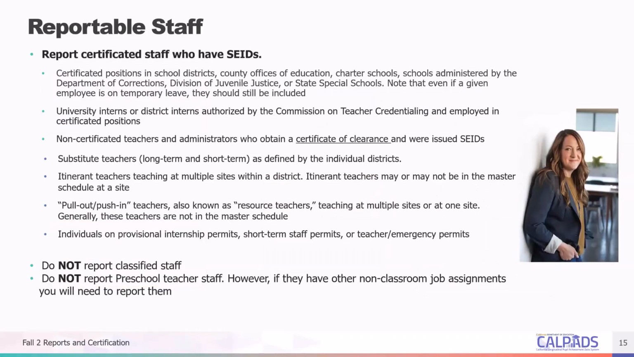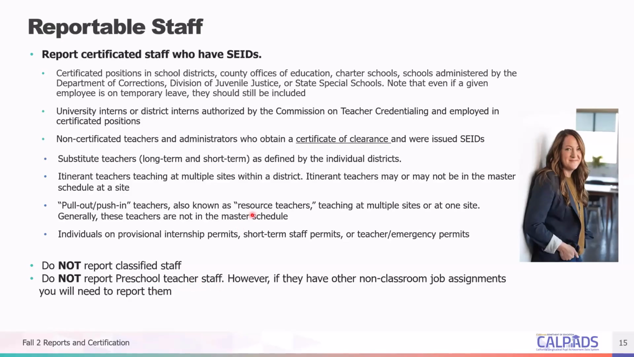So now let's discuss who are the reportable staff for CalPADS. Fall 2 includes only certificated staff active as of census day or sections that are occurring during census day. So with regards to staff, it's broken down into three main points. You only report certificated staff who have valid SEIDs. You do not report classified staff, and you do not report preschool teacher staff.